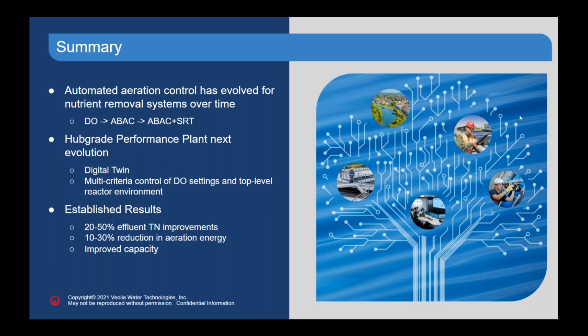And we've been employing this system for a number of years in many plants, and have seen very well established results with averages of 20 to 50% improvement in effluent total nitrogen from these facilities, and 10 to 30% reduction in aeration energy, and have seen improvements and increases in capacity as well that help avoid additional capital expenditure and really make the best use of infrastructure on hand.